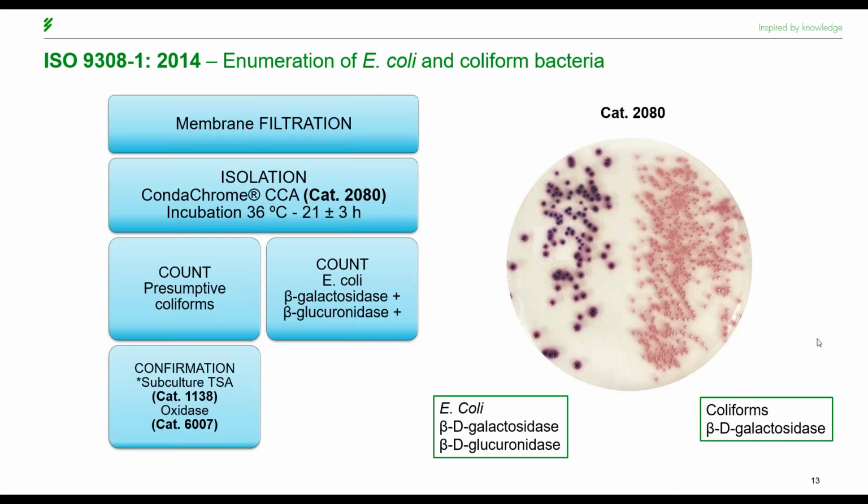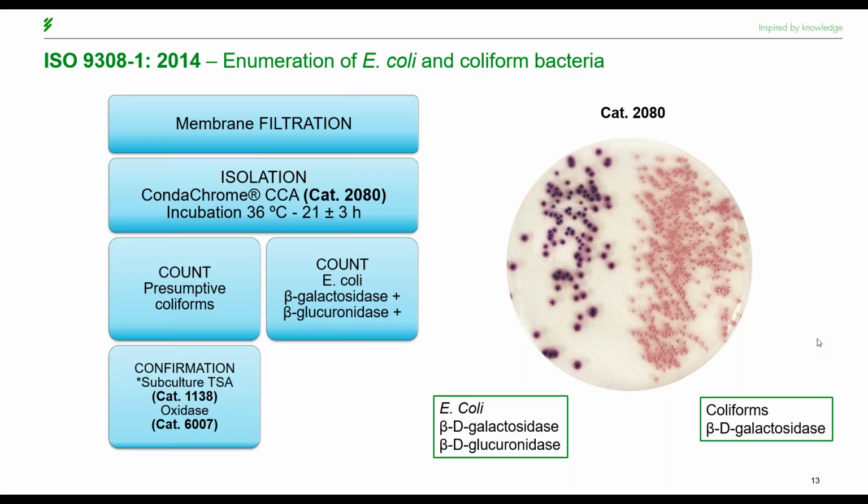We have ISO 9308-1 for the enumeration of E. coli and coliforms by membrane filtration technique. It is a very simple method. A portion of the sample is filtered using, again, the membrane filtration method, and the filter is placed on a CCA plate. That is a chromogenic medium that will allow simple differentiation through the different pigmentation that the cells will present.